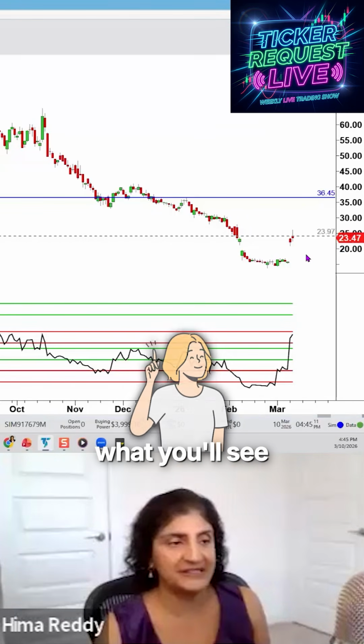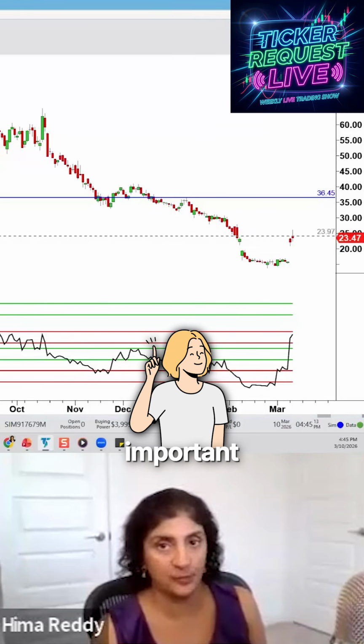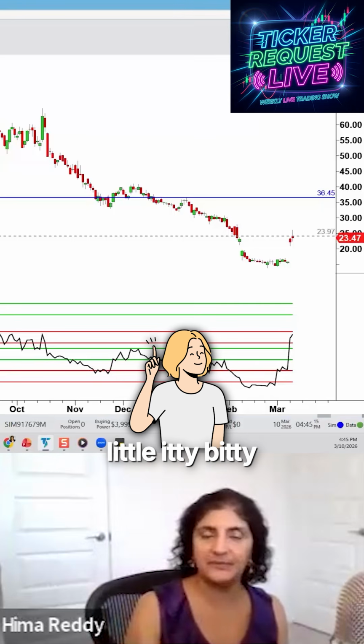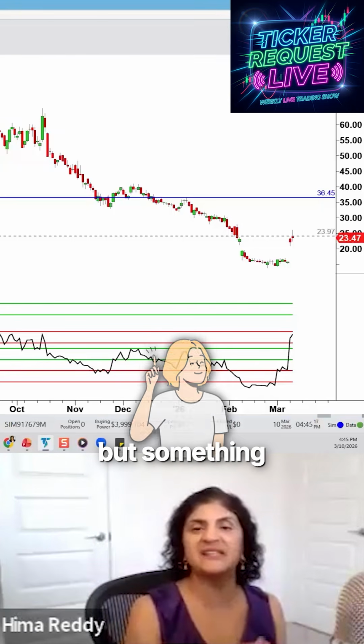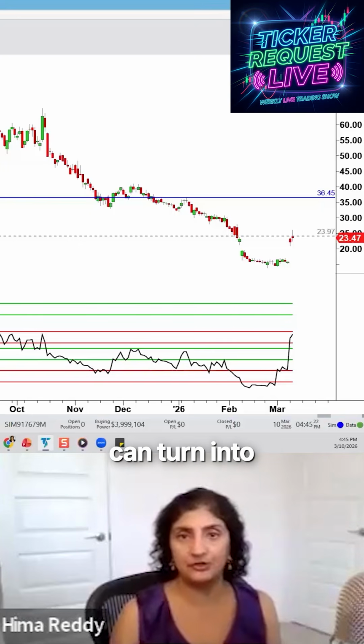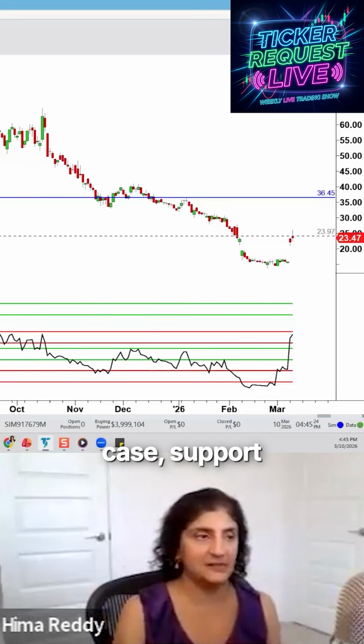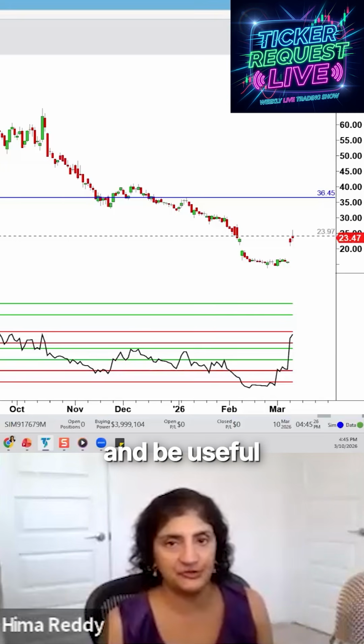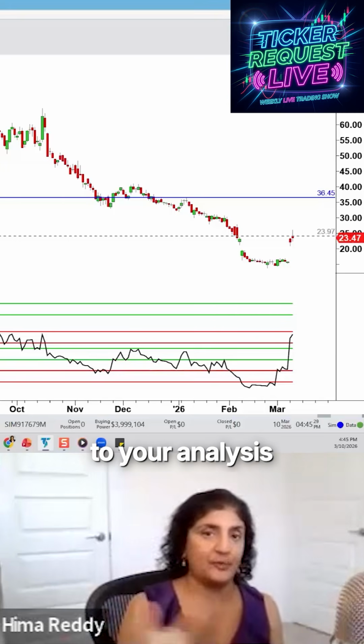Because many times what you'll see is that a prior important support level, okay, not just like a little itty bitty 1 minute bar low, but something significant from a daily time frame or higher can turn into its opposite, in this case, support becoming resistance, and be useful to add to your analysis no matter what you're looking at.